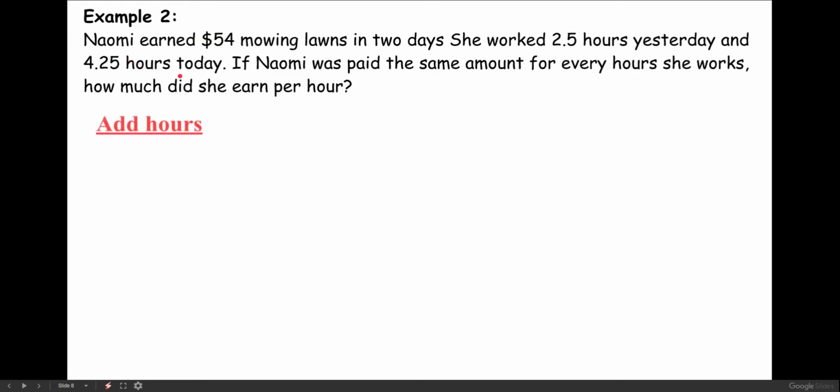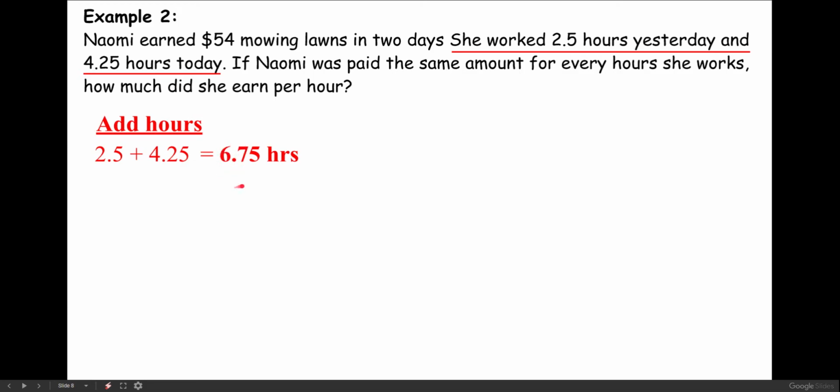Well, let's see. She worked 2.5 hours yesterday and 4.25 hours today, and she gets paid the same amount for every hour. So what we need to do is add up our hours. We have 2.5 and 4.25, which equals 6.75. And what do you do from here? Well, she made $54 and she worked for 6.75 hours.